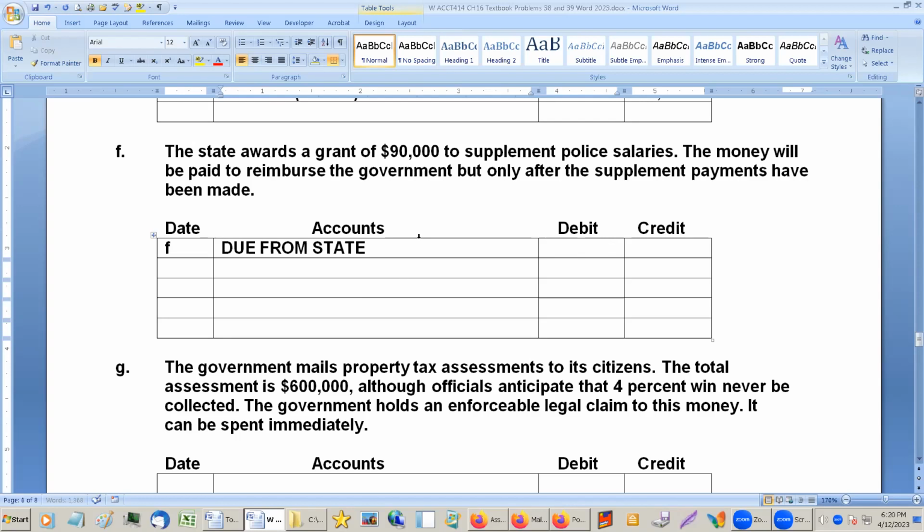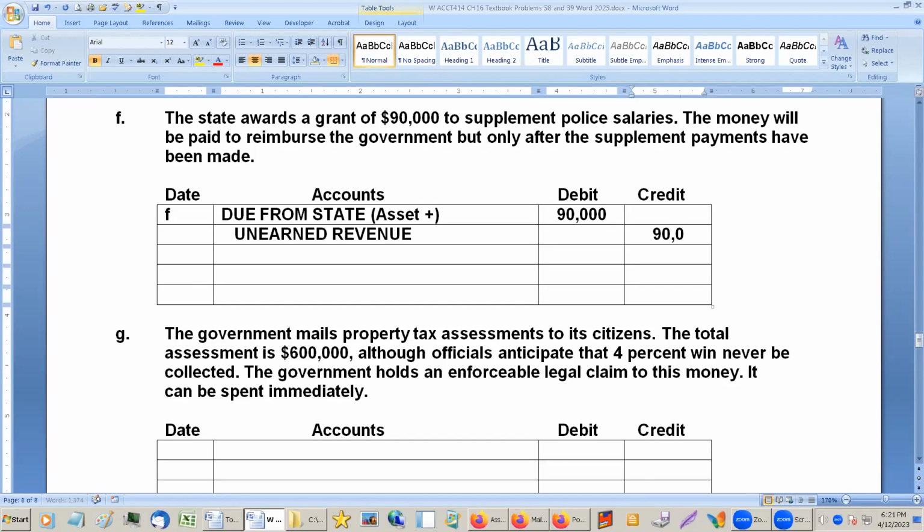Yeah, so this is an asset going up. And unearned, now, sometimes they will use, and I think the new correct terminology, I'm not gonna worry too much about it because I still see unearned revenue used, but the newer terminology is unavailable. Okay.